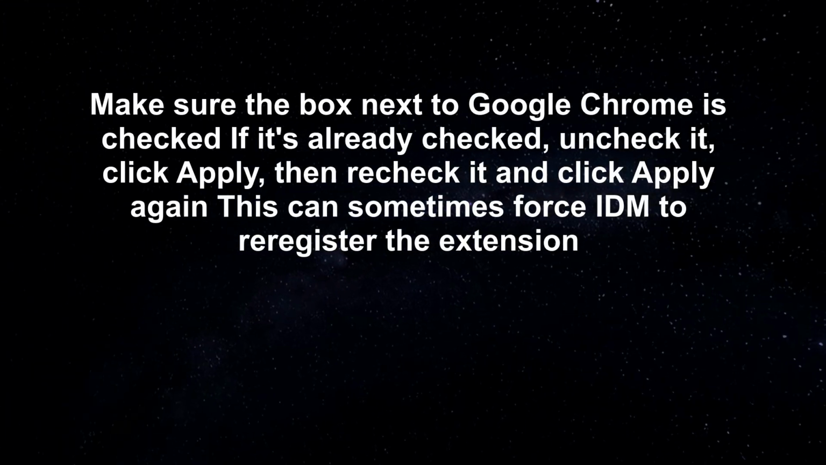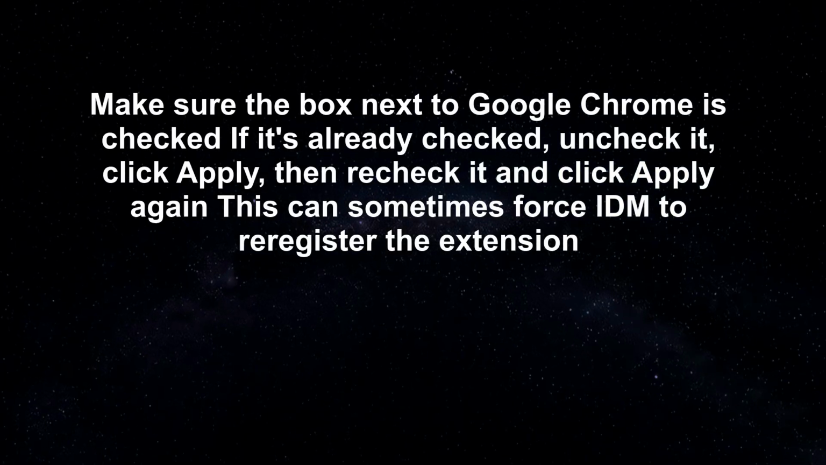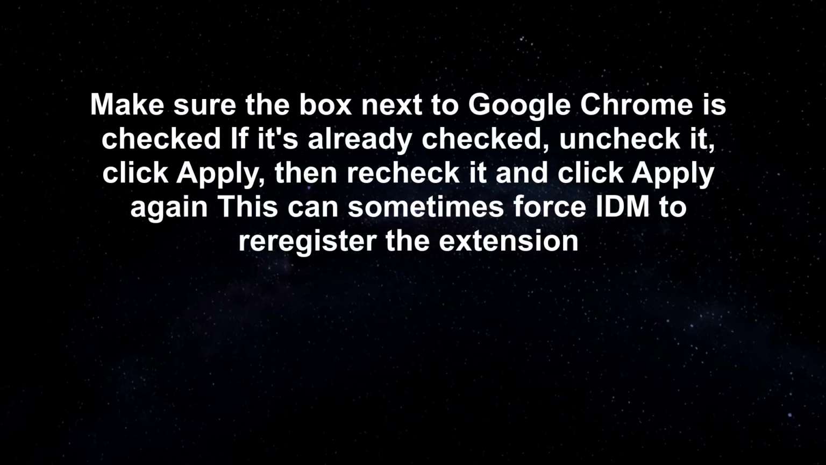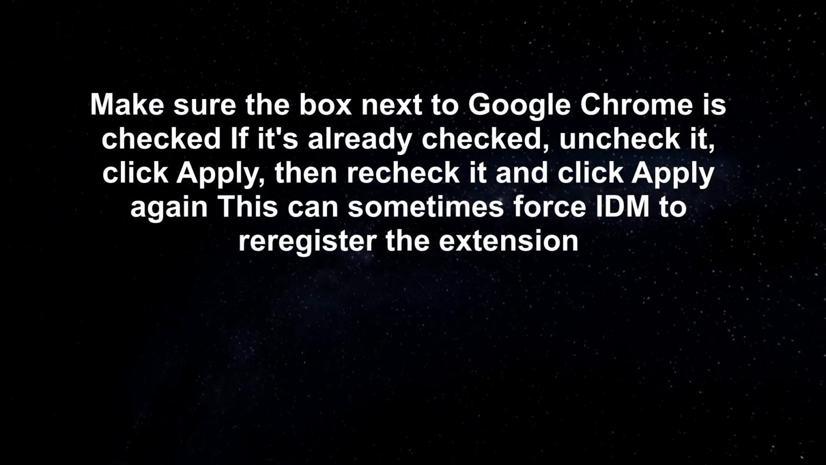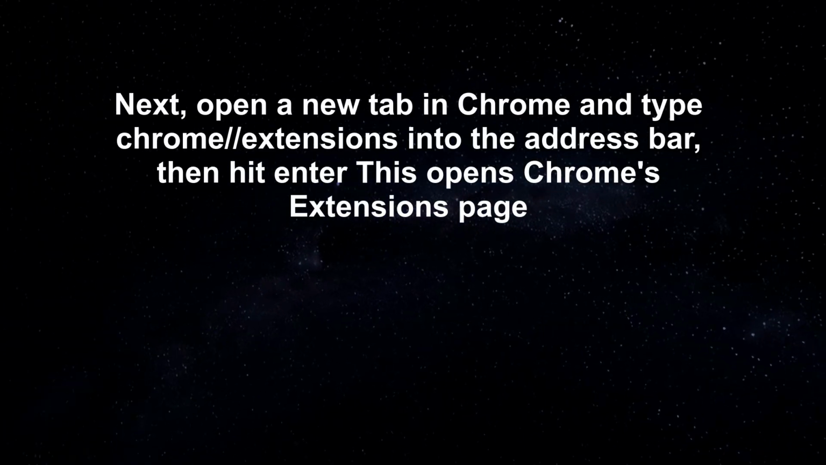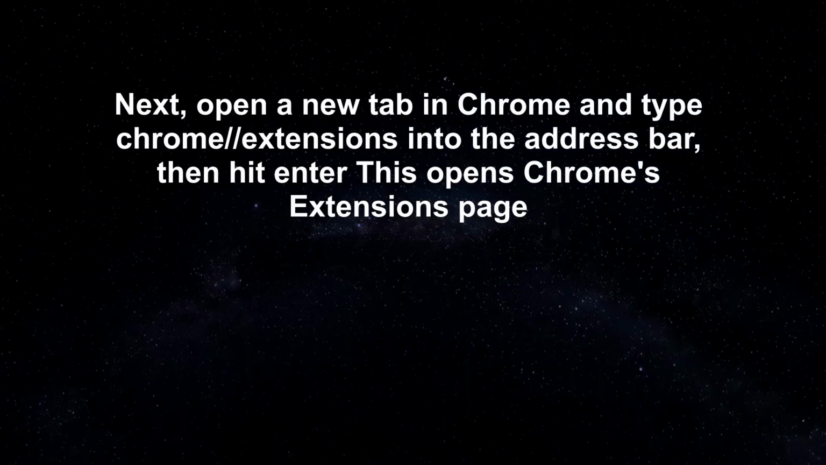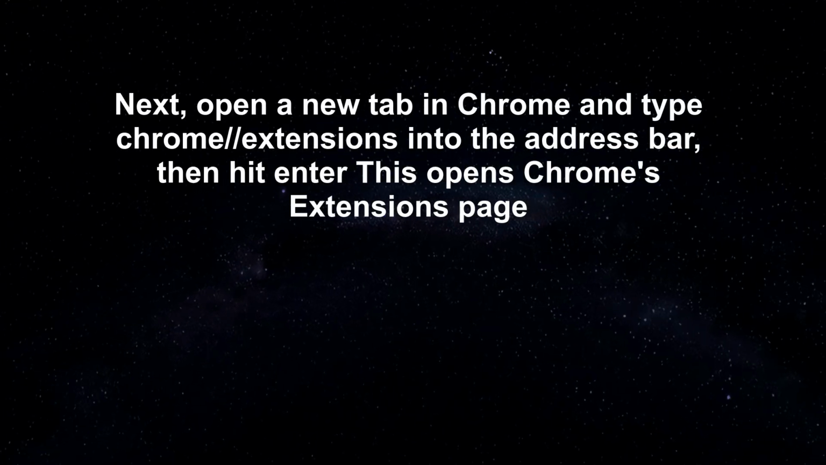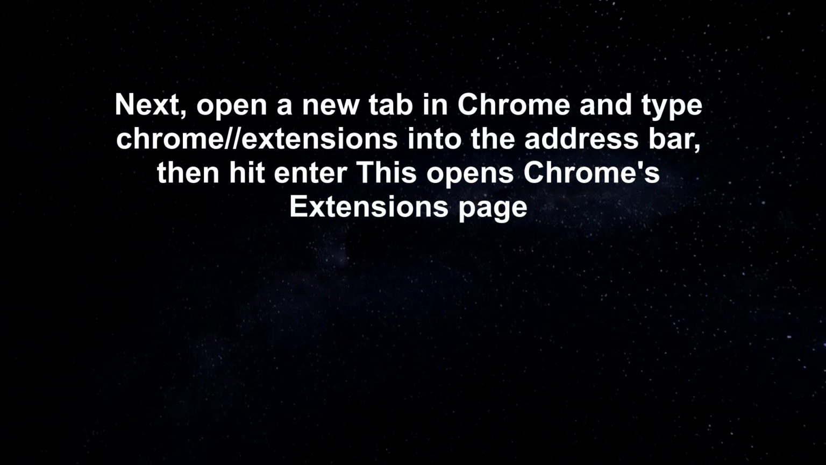If it's already checked, uncheck it, click Apply, then recheck it and click Apply again. This can sometimes force IDM to re-register the extension. Next, open a new tab in Chrome and type Chrome Extensions into the address bar. Then hit Enter. This opens Chrome's Extensions page.